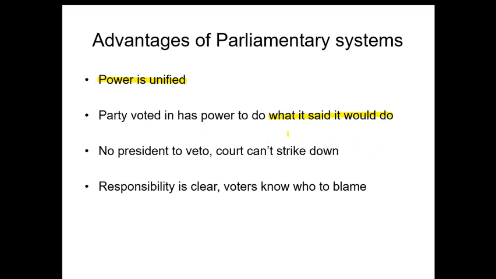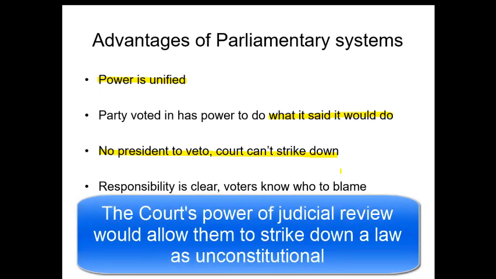Whereas in the United States, if a president gets elected on a certain agenda, he still has to rely on Congress to pass those bills that he will sign. And if he's got a divided government, that Congress is not going to have a whole lot of motivation to pursue his agenda. Whereas here, there's no president to veto it, and a court can't strike it down. This is another interesting feature in most parliamentary systems, although we are seeing some shifts in this, as we'll see here in a minute: they don't have that power of judicial review where the court can strike down a bill.